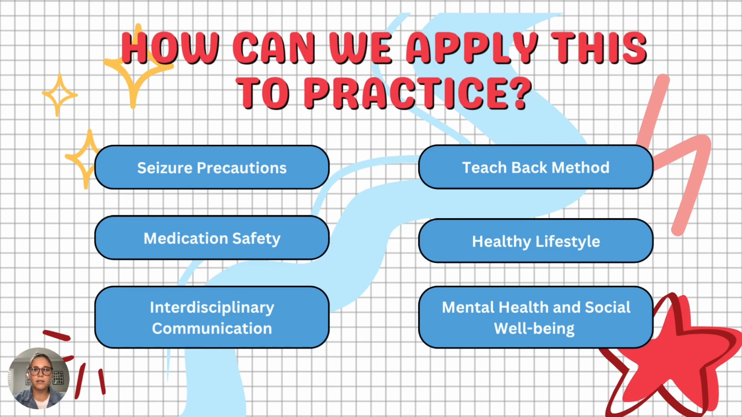We can be proactive in interdisciplinary communication and make sure everyone on the care team knows about seizure history, triggers, and any recent changes. We can also encourage patients to adopt a healthy lifestyle, including adequate sleep, nutrition, and stress management. And then finally, support their mental health and social well-being, understanding that stigma and fear can impact quality of life, and connect patients to counseling or peer groups as needed to help with that as well.